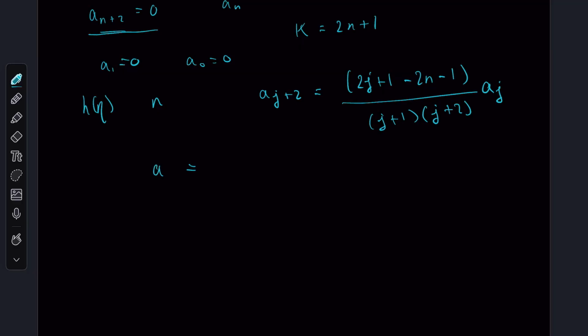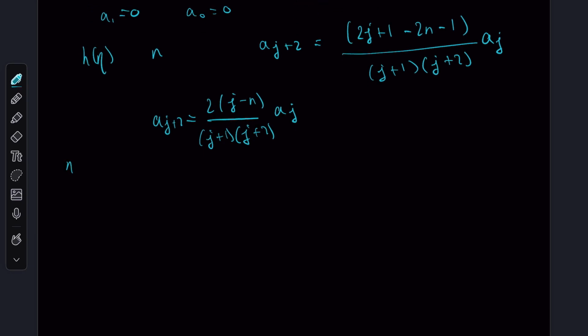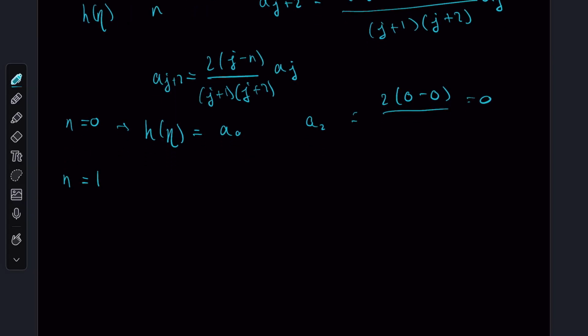So a sub j plus 2 is equal to 2j minus n over j plus 1 times j plus 2 times a sub j. Now, looking at the ground state, we're just going to have one term, h of eta is going to be equal to a sub 0, because if we try to get a sub 2, this is when j is equal to 0. We're just going to have 2 times 0 minus 0 in the numerator, and this is going to vanish.